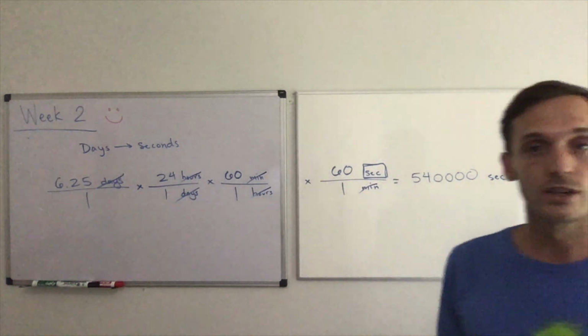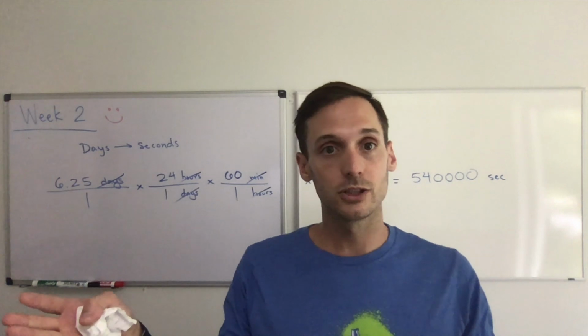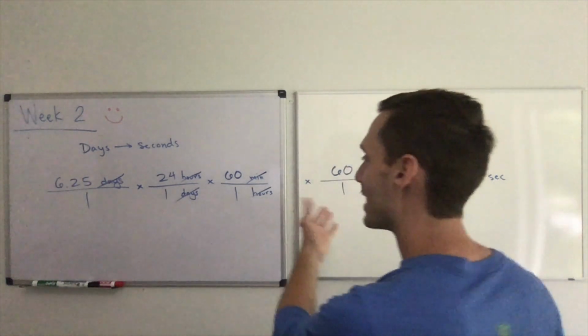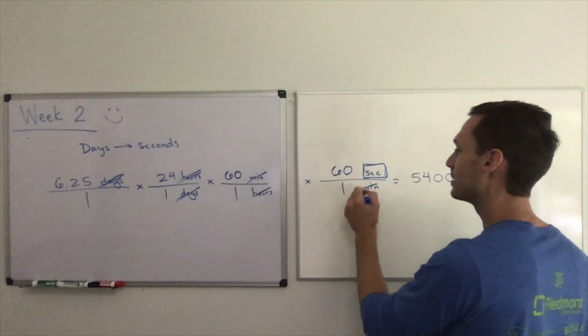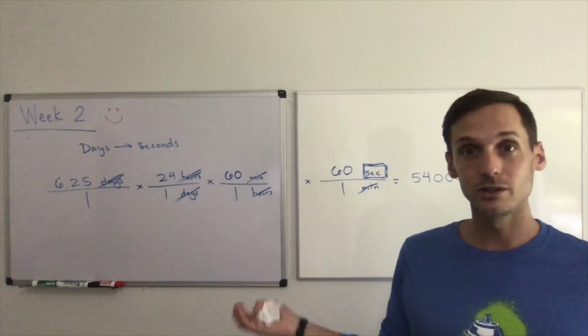Okay, so that's how we're going to use dimensional analysis. We're going to set up that fraction train and then use that to cancel out units that we don't want, bring in new units that we do want, until we eventually get to our final unit.